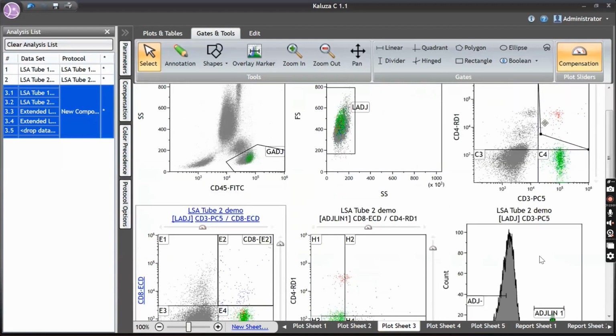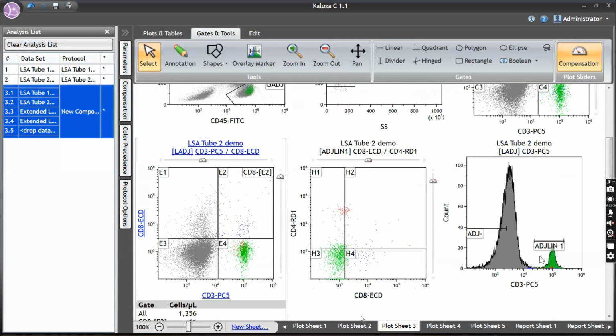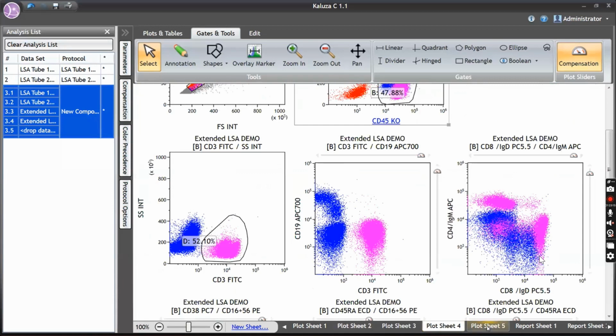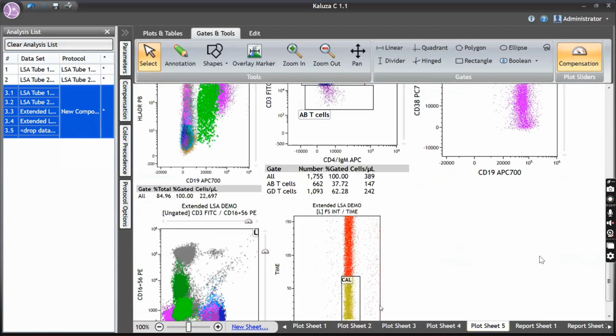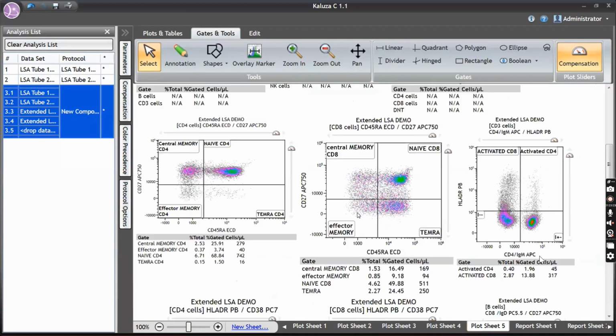And this is another case, the same case. If CD3 is low, obviously CD4 and CD8 will also be low. So there is low, very low CD4, and again very less number of CD8 cells. So this is the second tube of that particular case. Okay, now I'll show you one extended phenotype, which I've already done. So this is what I report.